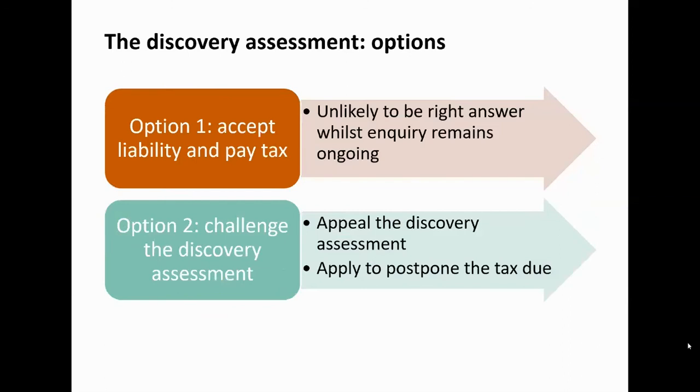So there's really only two options for the taxpayer. Firstly, they could just accept the liability as set out in the discovery assessment and pay the tax that is due. In some cases, that will be the right answer, but it's unlikely to be so where there is also an ongoing inquiry. And in those cases, HMRC would not expect the taxpayer to do that either, which leaves the second option, which is to challenge the discovery assessment.